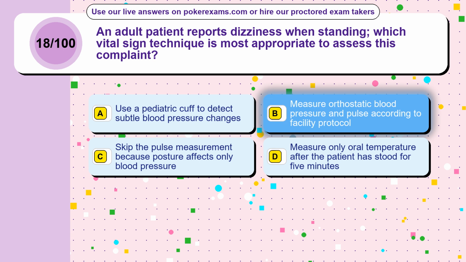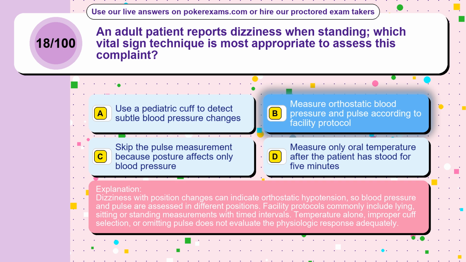The correct answer is option B, measure orthostatic blood pressure and pulse according to facility protocol. Dizziness with position changes can indicate orthostatic hypotension, so blood pressure and pulse are assessed in different positions. Facility protocols commonly include lying, sitting, or standing measurements with timed intervals. Temperature alone, improper cuff selection, or omitting pulse does not evaluate the physiologic response adequately.